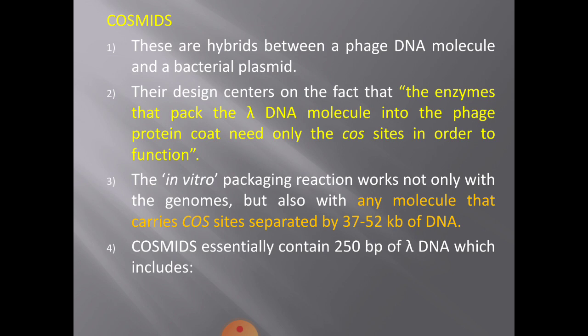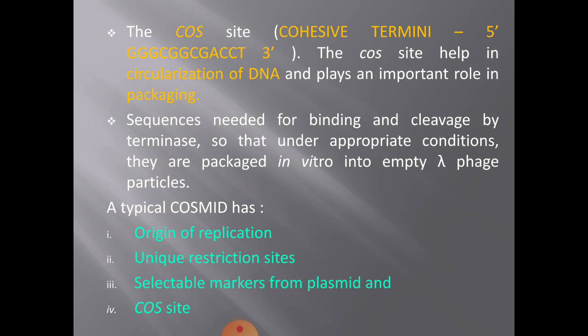Now, what do cosmids contain? Cosmids essentially contain 250 base pairs of lambda DNA. What does it include? One, as I have been telling you, the cos site, or cohesive termini. What exactly is it? The cohesive termini, from 5' end to 3' end, run like this: G, G, G, C, G, G, C, G, A, C, C, T. This is on either side a single-stranded molecule.